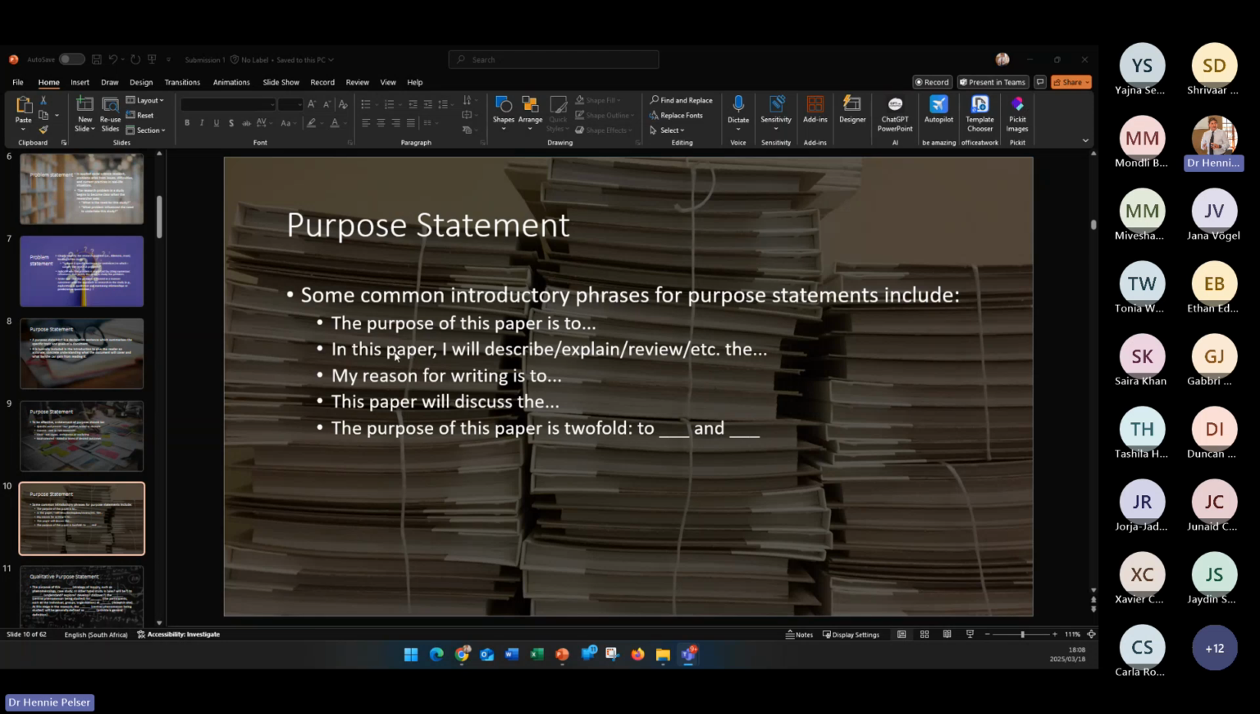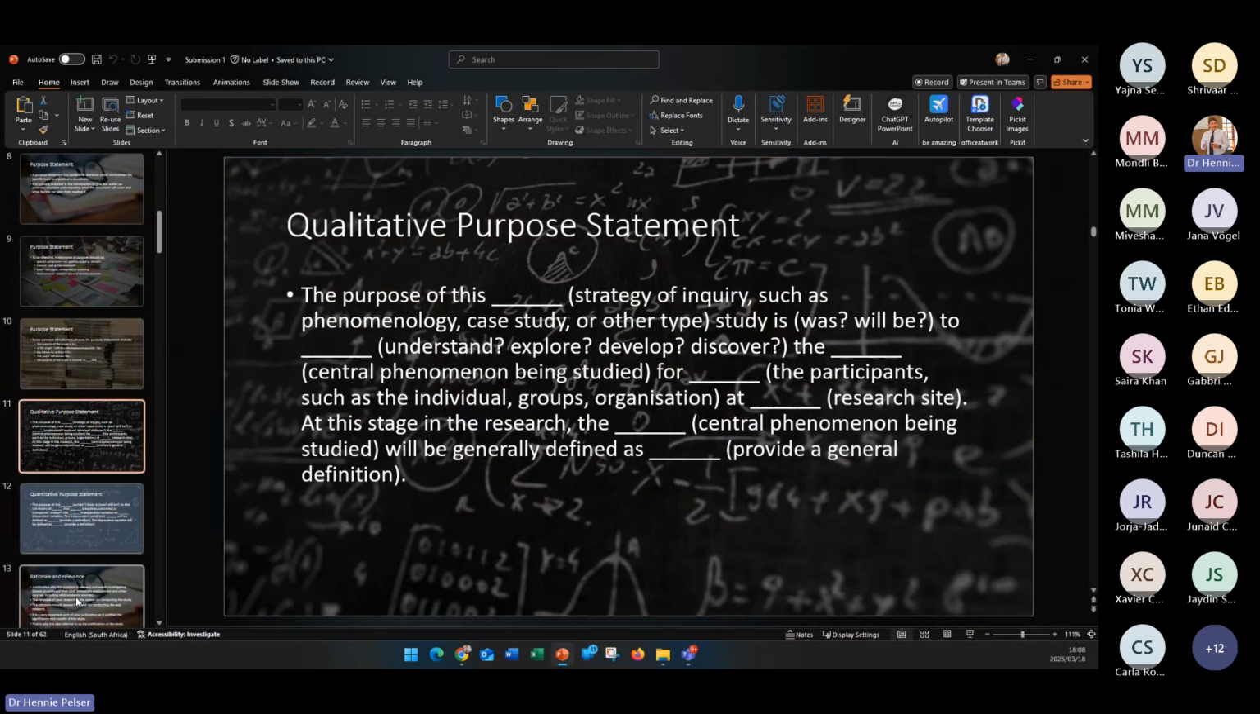So there are others, guys, in this paper. Some of you are describing and explaining, some of you are exploring. We've just stuck with those three. My reason for writing is to, the paper will discuss purposes twofold. So there are alternatives. I think at this stage you guys should have done this: if you're doing qualitative, delete all the quantitative stuff. If you're doing quantitative, the opposite obviously holds true as well.